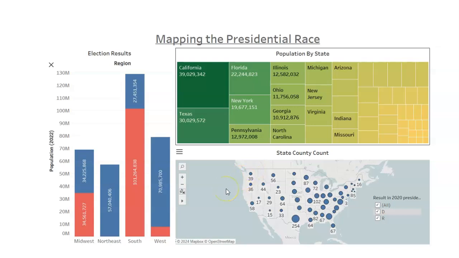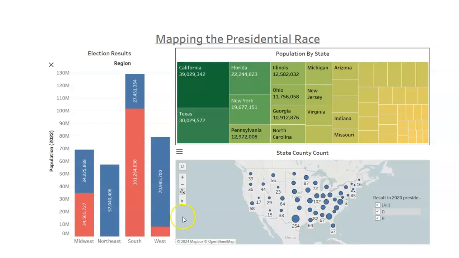Then we come down here, we're looking at our map, and just the state county count. So just giving us an idea of how many counties are in each state. And as you can see, we have our West Coast. It does lead in population, but it doesn't necessarily lead in counties. We have Texas leading. As we can see, most of the Midwest and southern states are the ones that are primarily dominating here when we're talking about counties.